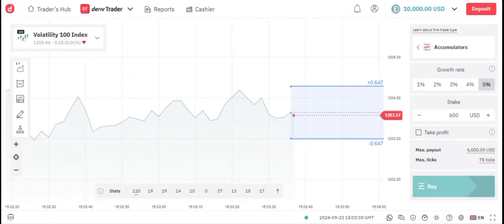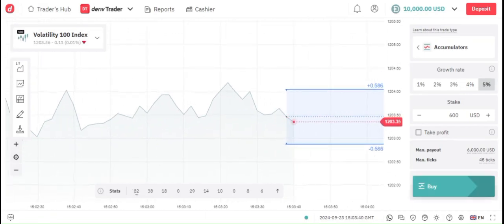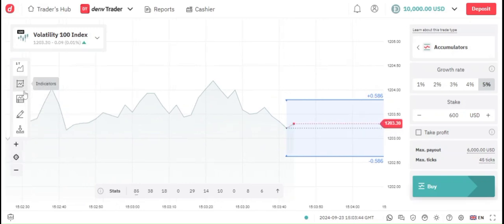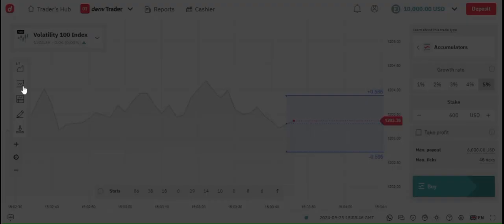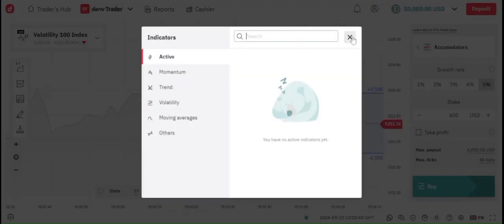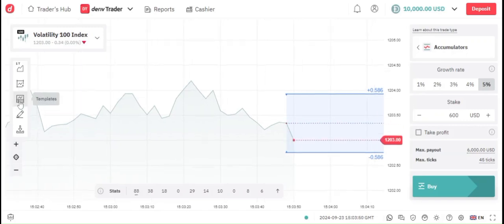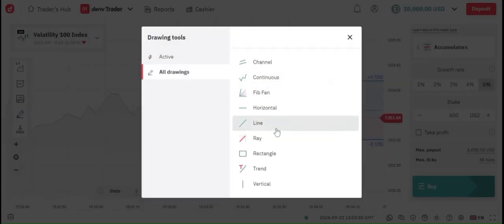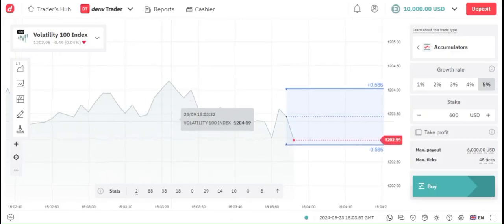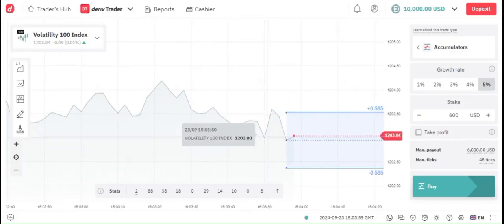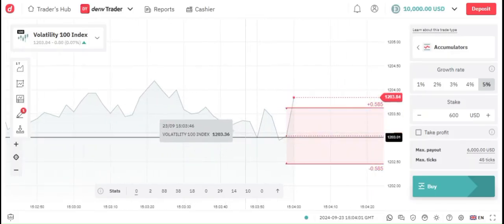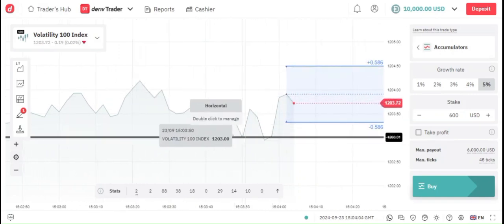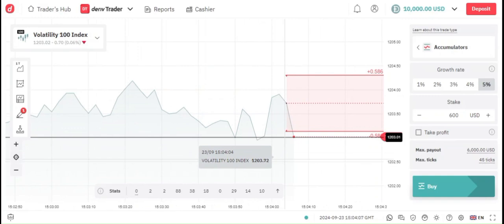When you just get into the Deriv Trader, the accumulators is usually on the top, and we change the growth rate to 5. So what will we be using? We will be using the tools. So there is the drawing tools, and I want to use the horizontal tool, that one. And then what will I be using the horizontal tool to do? I will be identifying some zones of support. So like that is a support zone.